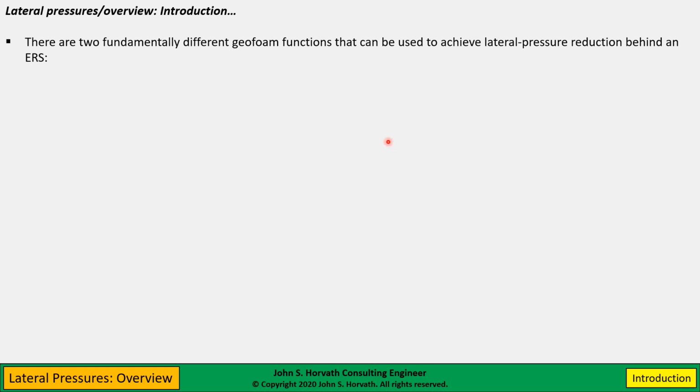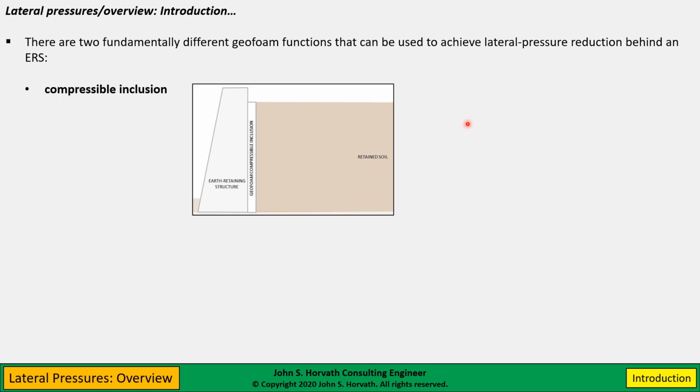There are 2 fundamentally different geofoam functions that can be used to achieve lateral pressure reduction behind an earth retaining structure. And I would say that probably the vast majority of civil engineers only know about one of the 2 at the present time. The one they probably don't know about is what we call the compressible inclusion function. And this is a geosynthetic function that is unique to geofoams, and not all geofoams do this well.